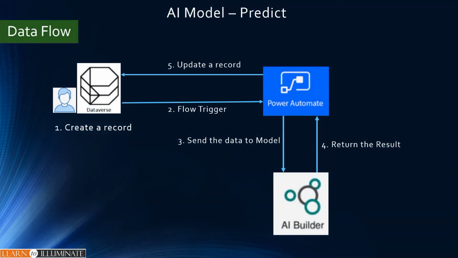Here's the data flow for our demo. The first step is the user creates a record. The second step is a Power Automate flow will be triggered. The third step is Power Automate sends the data to the AI model. The fourth step is the AI model returns the results. Finally, Power Automate updates a record in Dataverse.